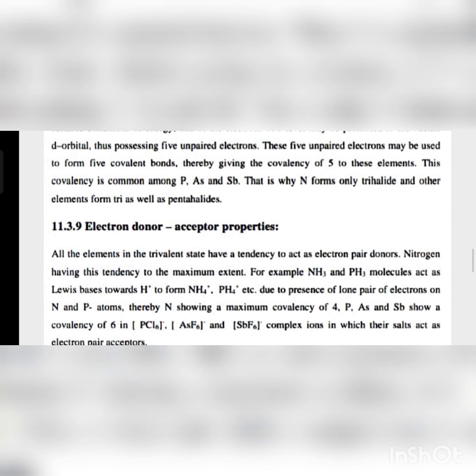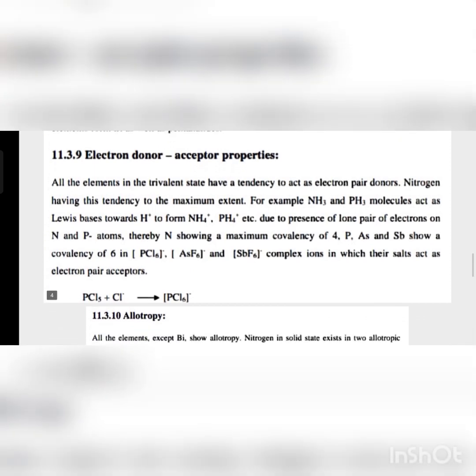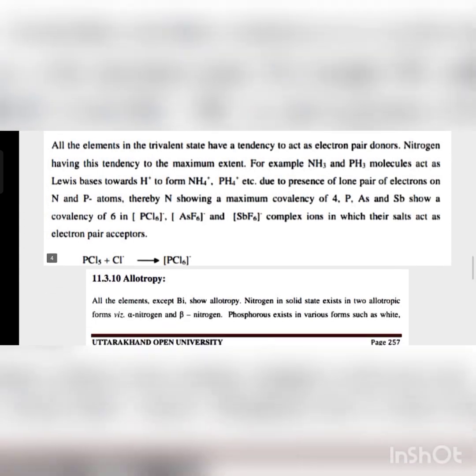Due to the presence of a lone pair of electrons on nitrogen and phosphorus atoms, nitrogen shows a maximum covalency of 4. Phosphorus, arsenic, and antimony show a covalency of 6 in PCl6-, AsF6-, and SbF6- complex ions, in which their salts act as electron pair acceptors.